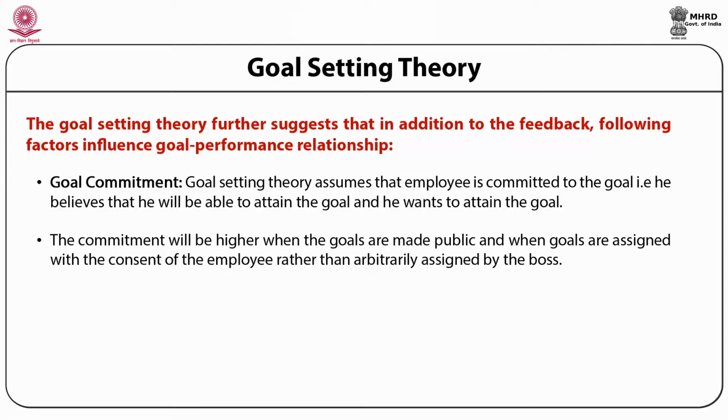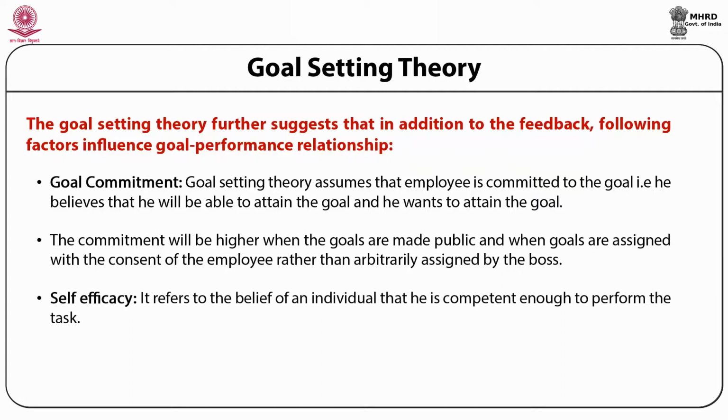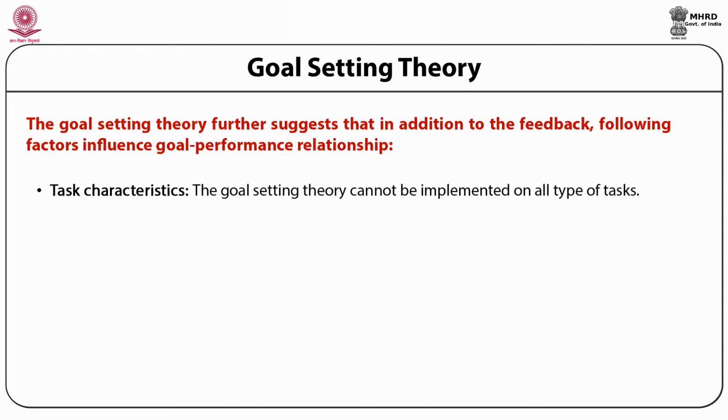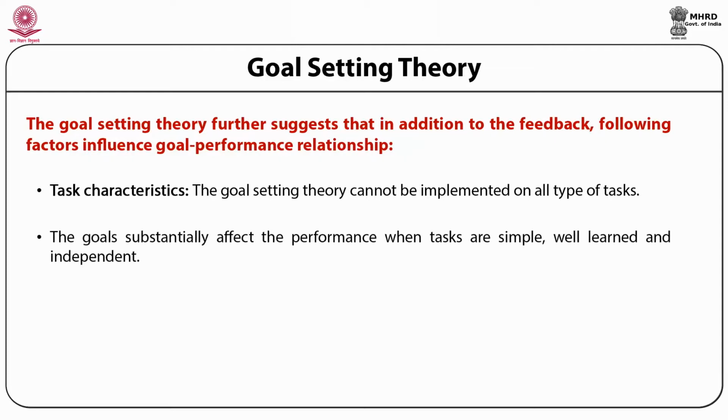The second factor is self-efficacy. Self-efficacy refers to the belief of an individual that he is competent enough to perform the task. The more the self-efficacy, the more will be the confidence of an individual that he will be able to accomplish the task. The third characteristic of goal setting theory is task characteristics. The goal setting theory cannot be implemented on every type of task. The goals substantially affect the performance when tasks are simple, well learned, and independent.